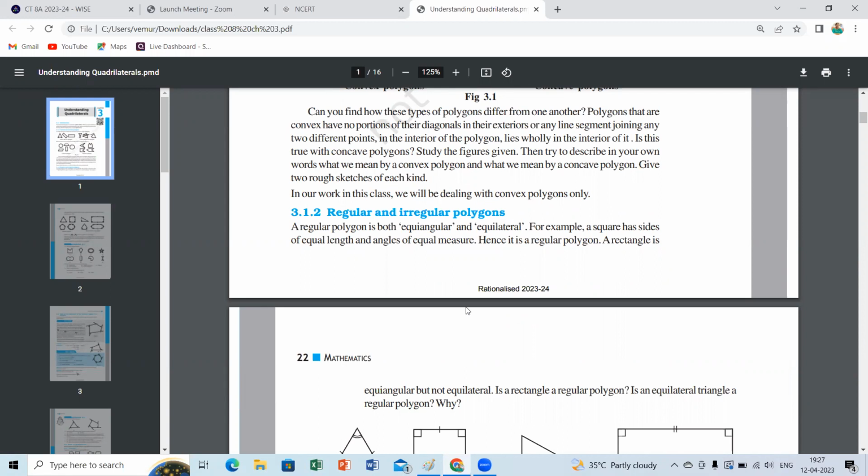Regular means same, equal. If all sides and angles are equal, then we can call it a regular polygon. What is an irregular polygon?